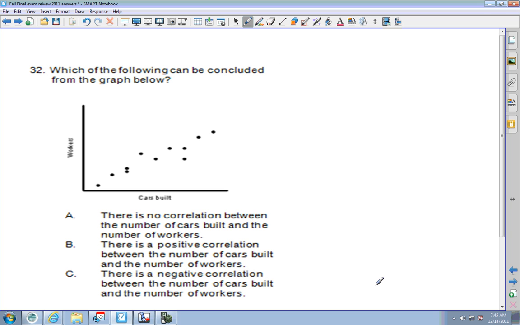Here's the next one. Which of the following can be concluded from the graph below? In these cases, you're going to have to look through each one of these to figure out which it is. A says there is no correlation. B says there is a positive correlation. And C says there is a negative correlation. Looking at this, if I start here, what is the trend? The trend is going up. If it goes up, it is a positive correlation. So your answer should be B.